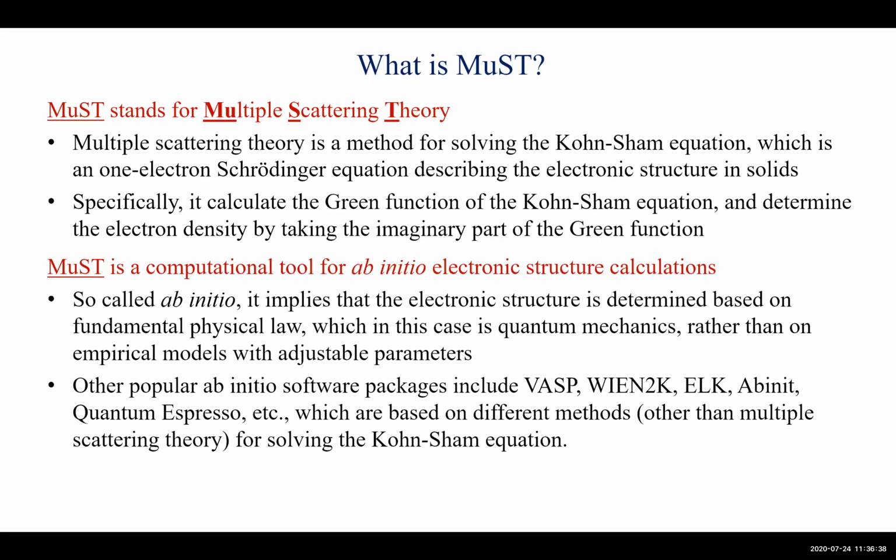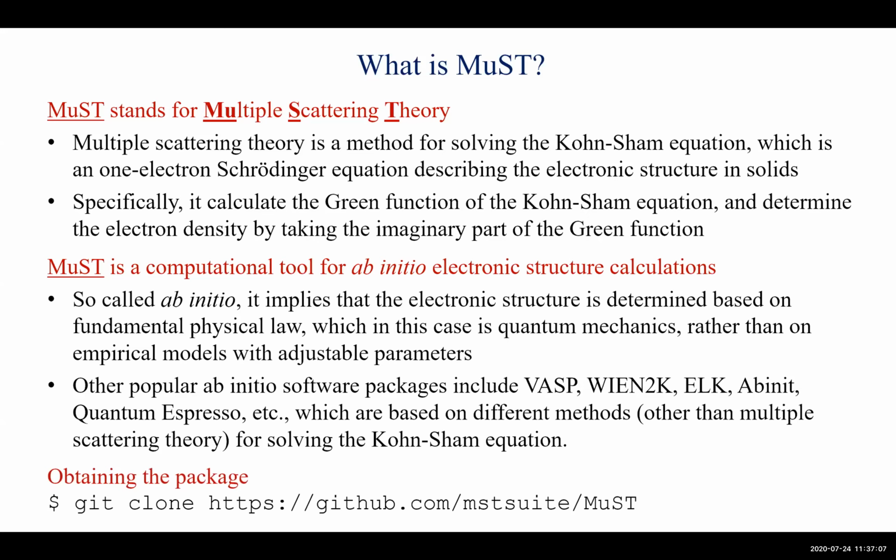But all those other methods are based on solving the Schrödinger equation, a differential equation, by solving for the wave functions and calculating so-called band structures. But multiple scattering theory is different in that it calculates the Green's function of the Schrödinger equation instead of solving for the wave functions. So it takes a different approach, but the whole goal is to determine the density of states and the charge density of the electrons.